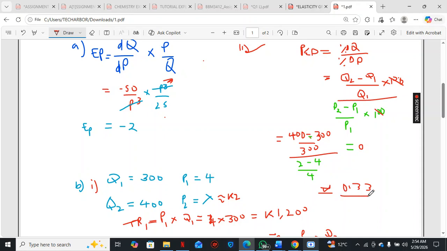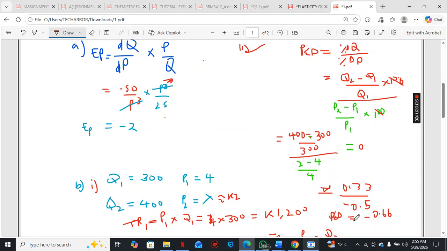Percent change in price: 2 minus 4 is negative 2. Negative 2 divided by 4 is negative 0.5. So I'm going to say 0.33 divided by negative 0.5, which is negative 0.66. That is our price elasticity of demand.